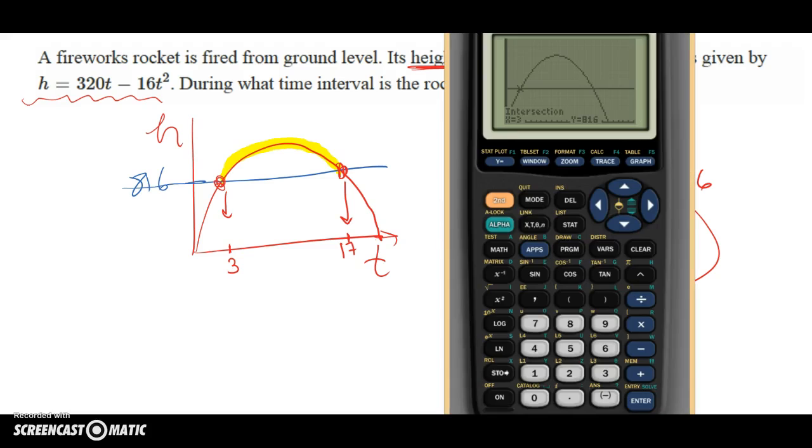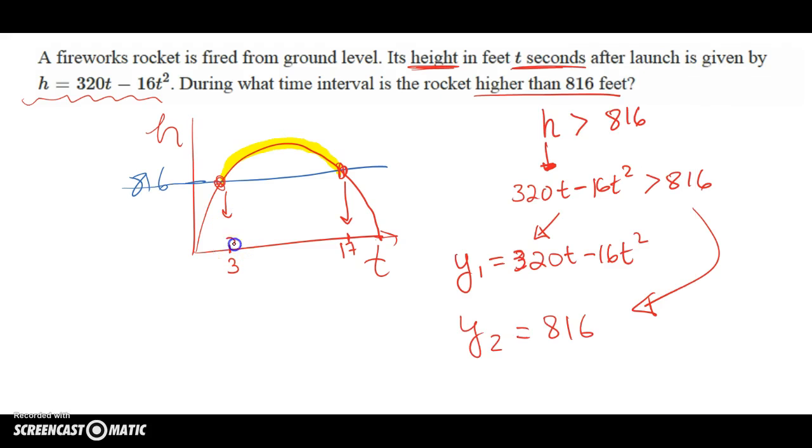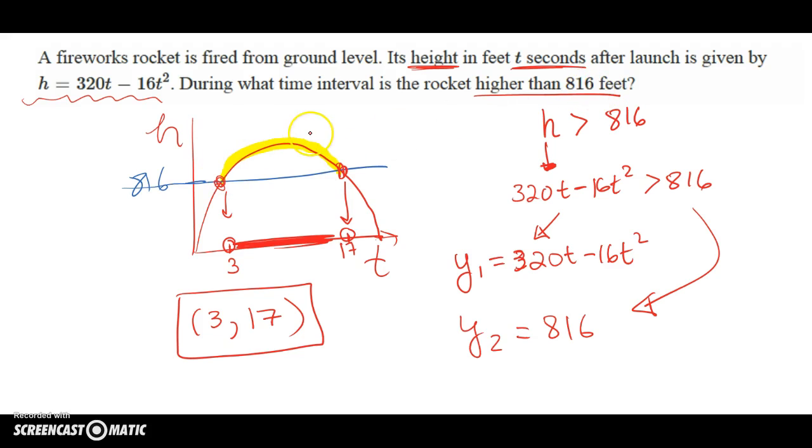So graphically, for what time interval is my height more than 816 feet? We know it happens right there or here since I can write on it. So it has to be greater than 816, not equal to it, because it said higher. So I should really have open dots and shade in between. So from immediately to the right of 3 seconds all the way to 17 seconds, it looks like my height will remain greater than 816 feet.